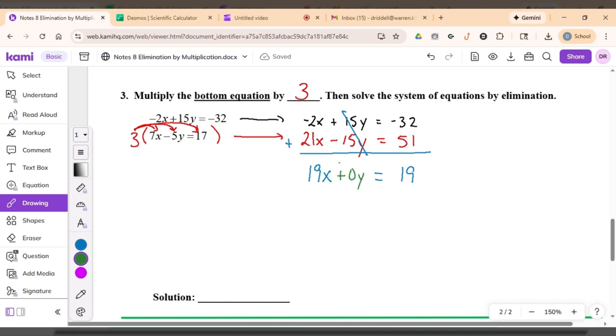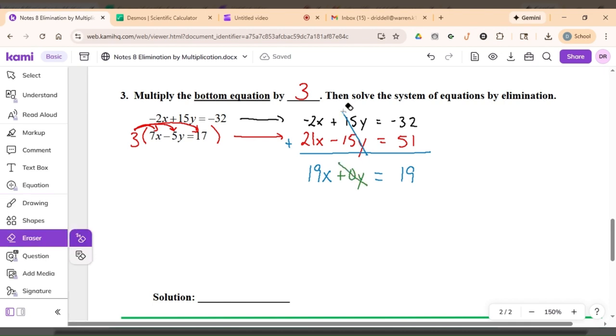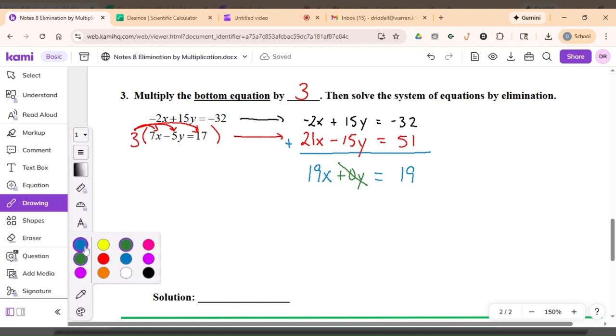Let's let those y's cancel. It is 0y, but remember, we don't need the 0y there. So we're going to just write this as 19x equals 19, and then solving for x is what we did earlier. When you have a coefficient, you divide, okay? So we're going to divide by 19, divide by 19, and we're going to get our value for x is positive 1.